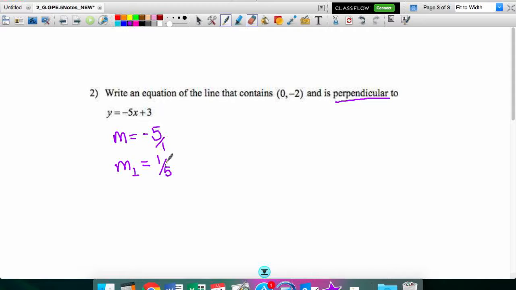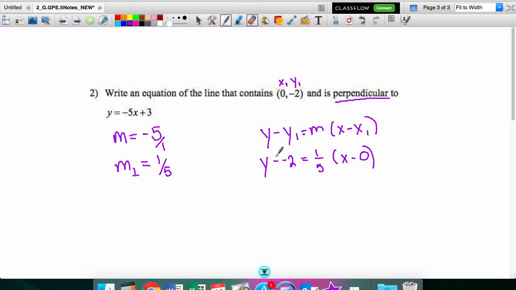Now we're going to use our new perpendicular slope and our new given point to write the equation of our line. y minus y1 equals m times x minus x1. y minus -2 equals our slope, 1/5, times x minus our x, 0. So once again, this is the equation of our line, but we could rewrite this into slope-intercept form by distributing the 1/5.